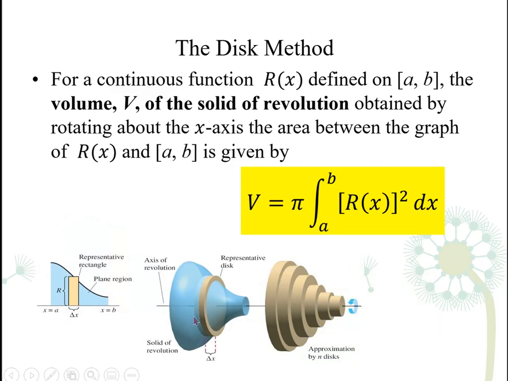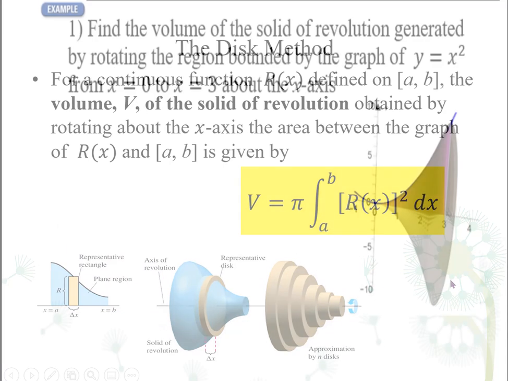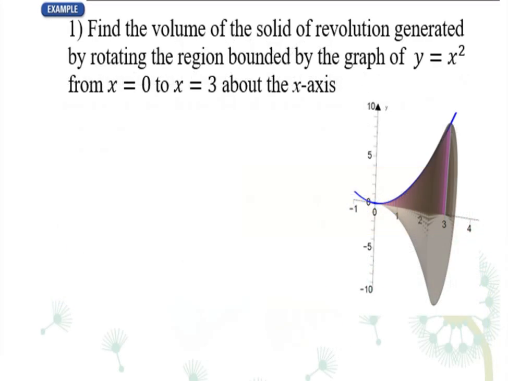So just more images here to show you how it works. So let's take a look at our first example. This is the function that we were just working with in the Autograph software. So y equals x squared from 0 to 3.